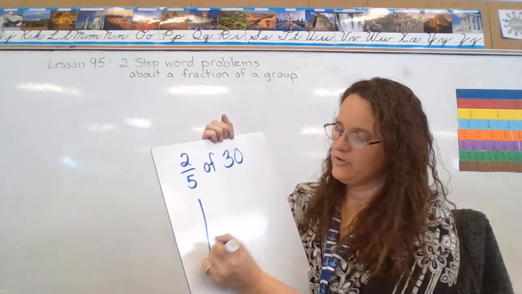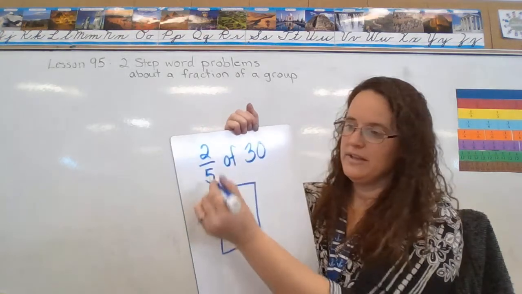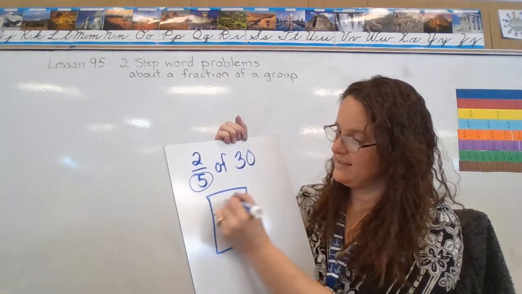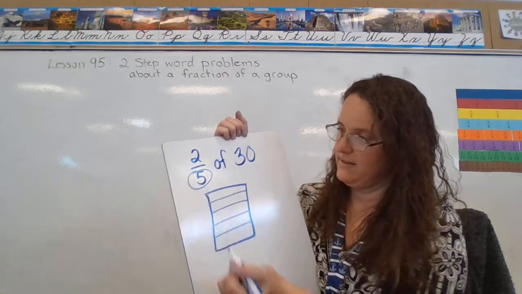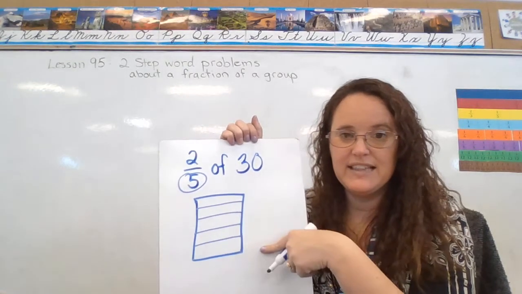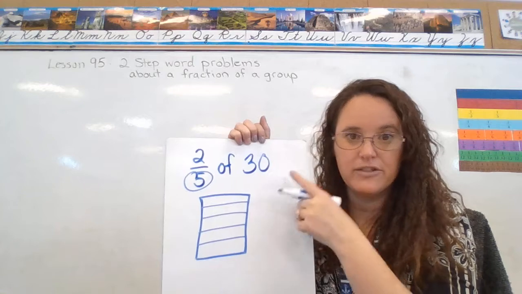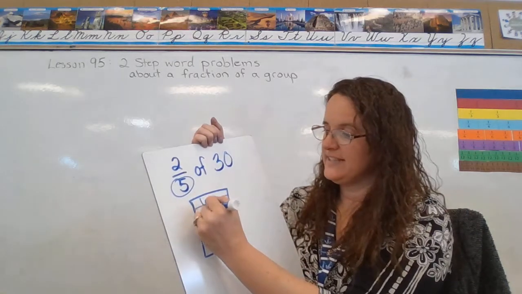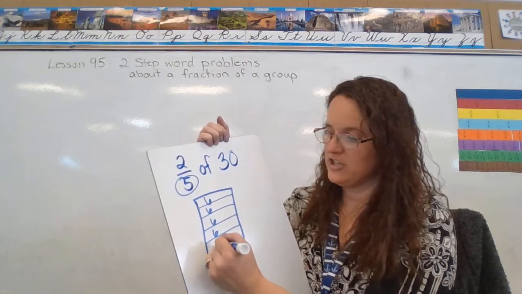All right, we're going to draw our rectangle. Look at the denominator. We're splitting it up into fifths. And I have to split my 30 students evenly among my fifths here. 30 divided by 5 is 6. So I have 6 students in each section.